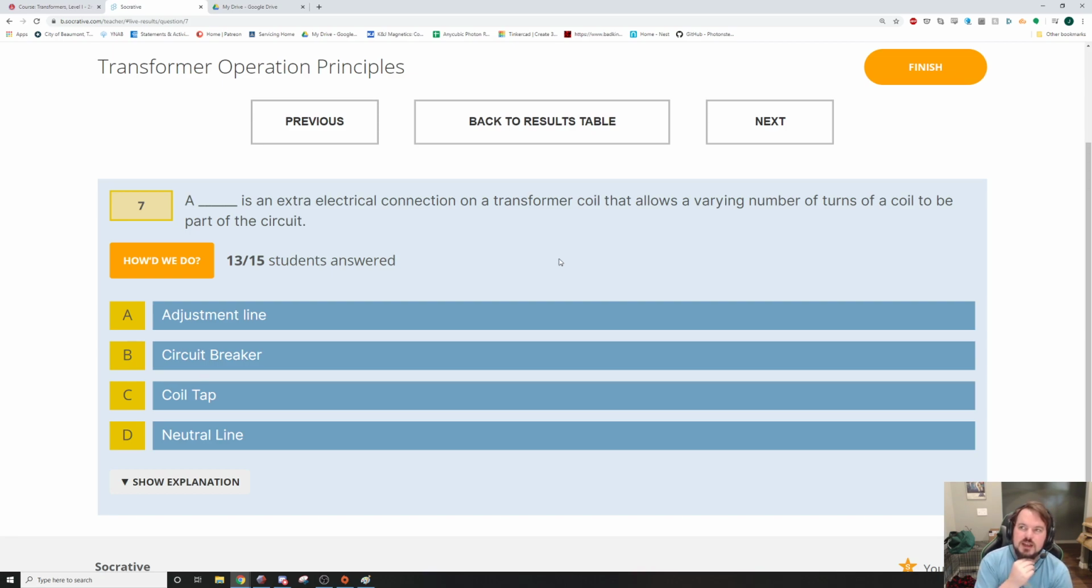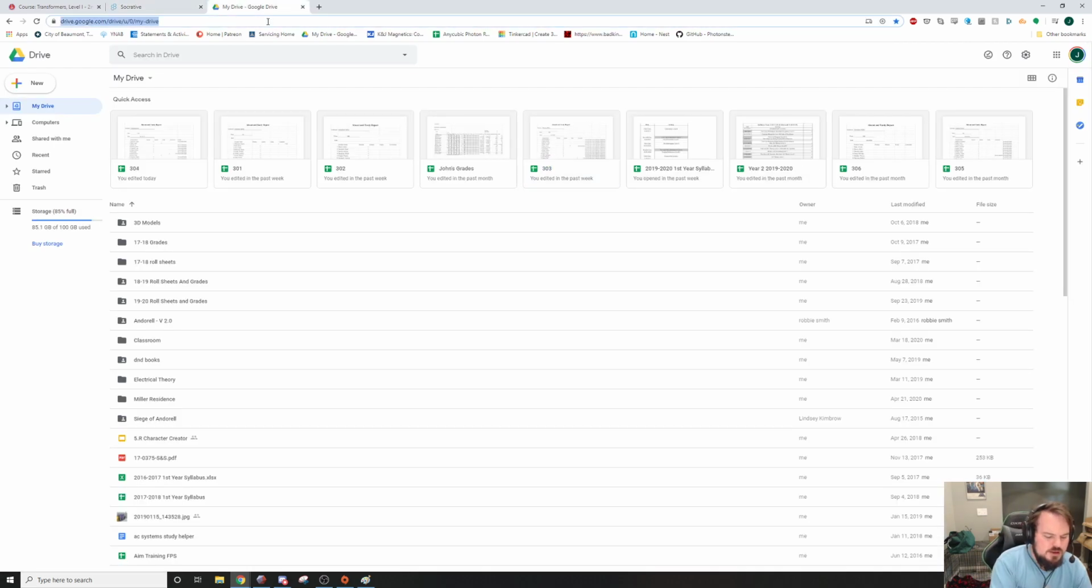A blank is an extra electrical connection on a transformer coil that allows a varying number of turns of a coil to be part of the circuit. Coil tap. So, let's see if I can find a picture.